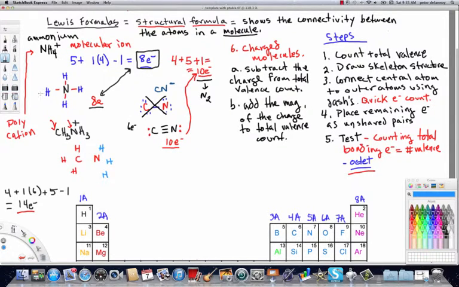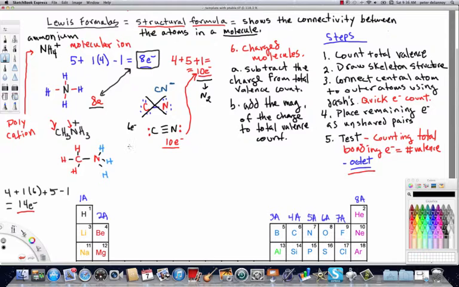Okay, now what we're going to do next is follow the steps. So I'm going to go in and connect all my outer atoms to my central atom. See if I can get that a little bit better so that they're not overlapping. So you can see. Okay, good.